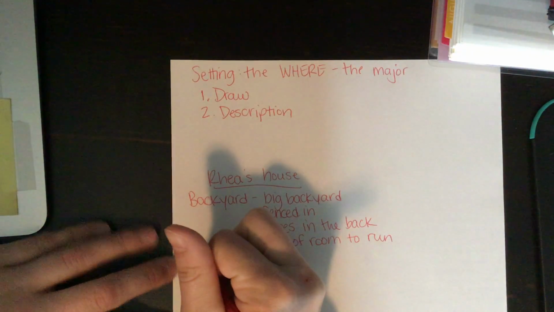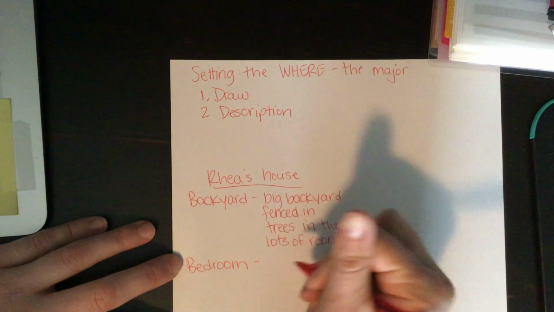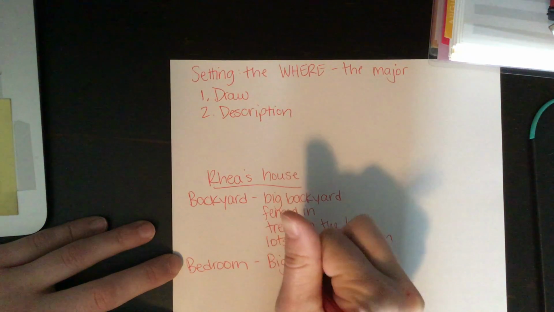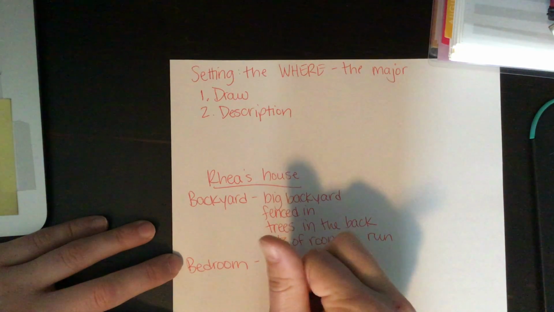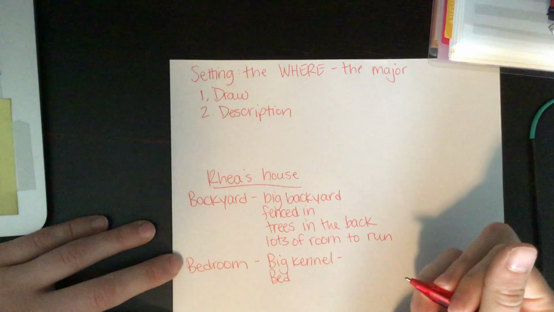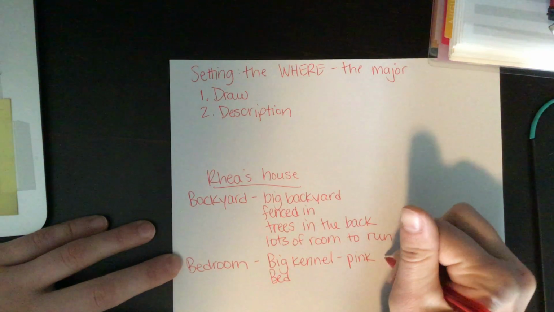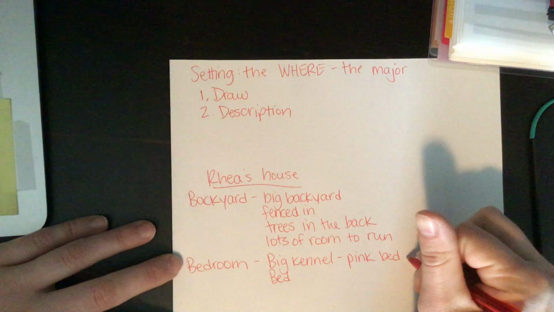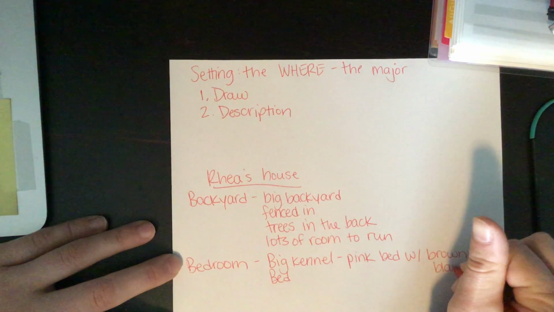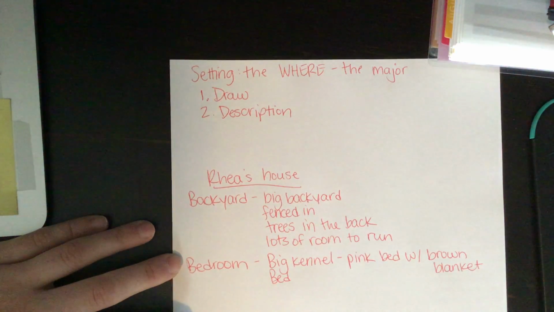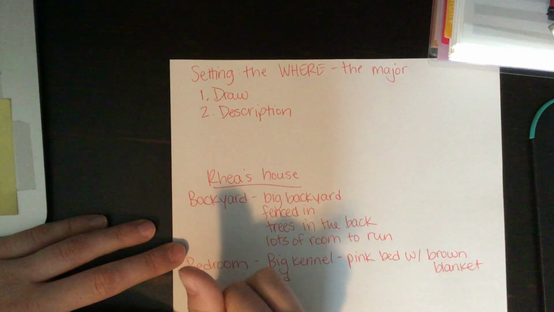All right. Another spot is going to be in the bedroom where Rhea sleeps. All right, so Rhea has a big kennel that she sleeps in the corner. All right, there's also the bed in there. I might be specific with her big kennel. She has a kind of a pink bed with a brown blanket. Yes, she is spoiled. She gets to sleep with a big old blanket because she likes to sleep on fuzzy things. And then also like the living room.